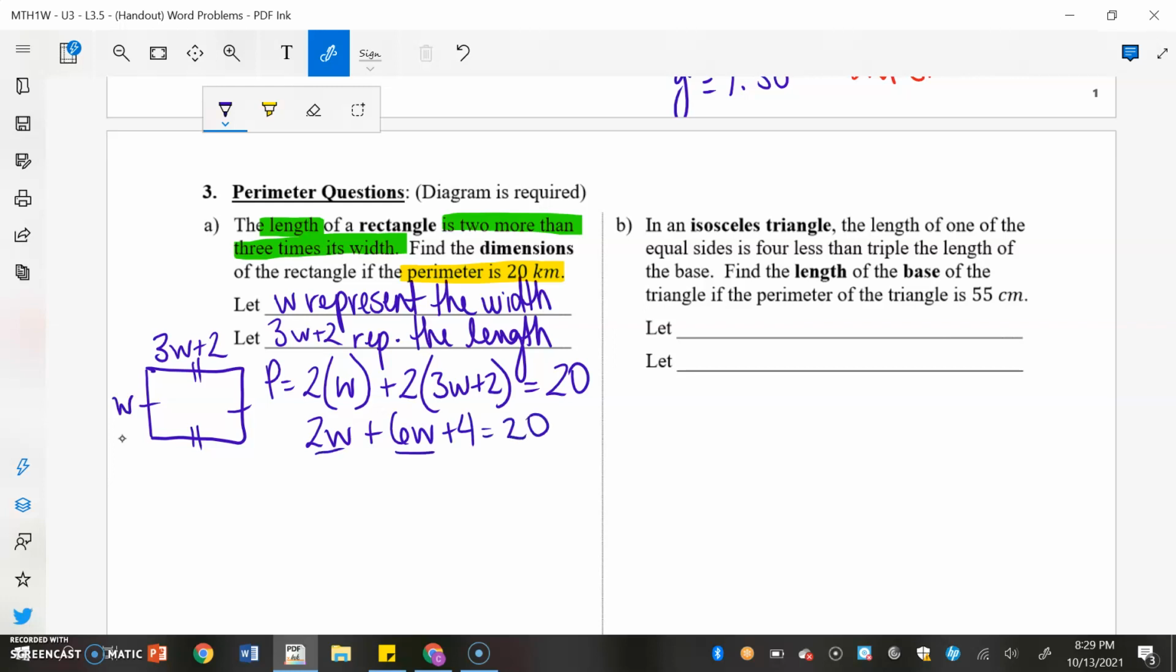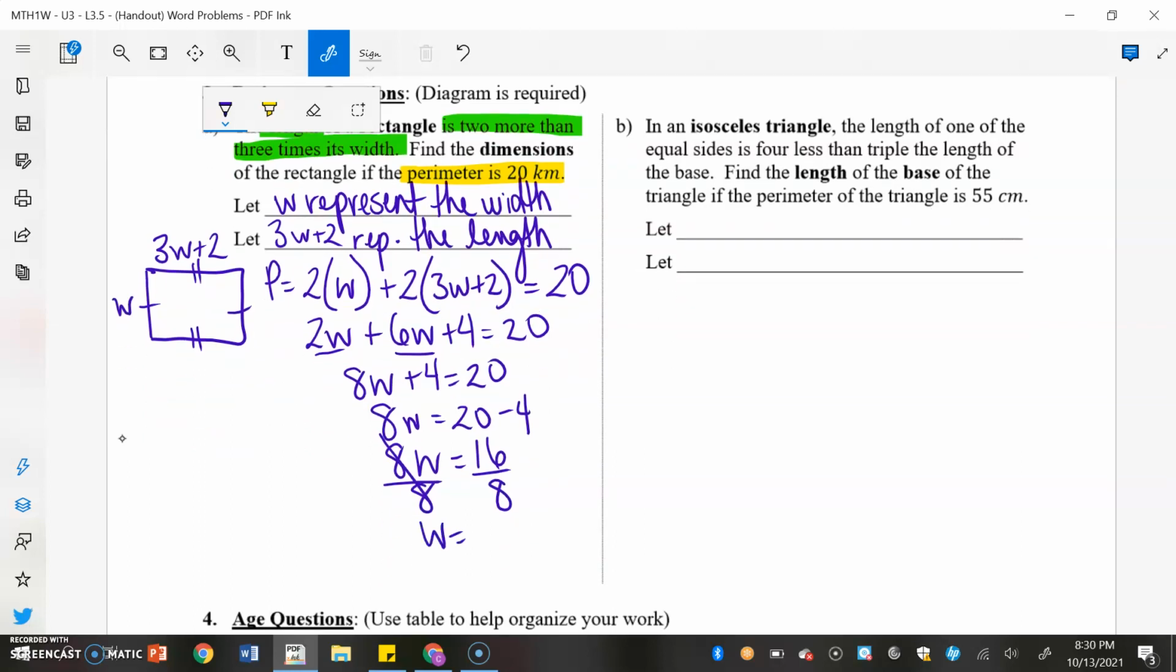So I can simplify this equation on the left in this manner. I can add my like terms together, subtract 4 from both sides, and divide both sides by 8. Here I solve for a width of 2 kilometers. Since it asks for the dimensions of the rectangle, we also must find the length. And we said that the length was 3w plus 2. Since w itself was 2, we find that our length is 8.